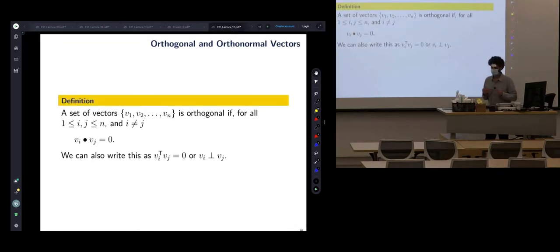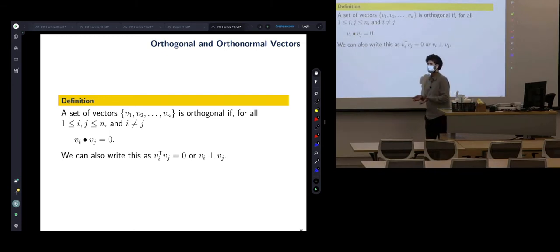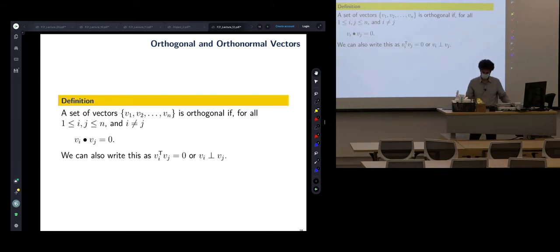Now, we want to define the notion of orthogonality and orthonormality for a set of vectors. So a set of vectors, V1 to Vn, is orthogonal if for every pair of them their dot product is 0, right? If you have 10 vectors, we say the set of vectors is orthogonal if every 2 of them are orthogonal with respect to each other.